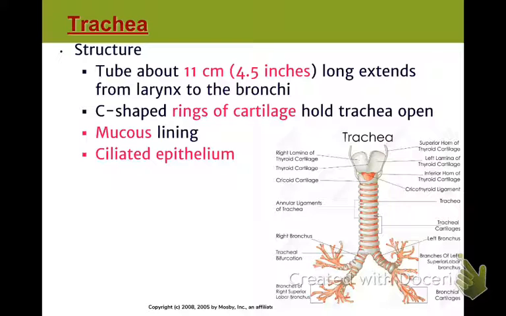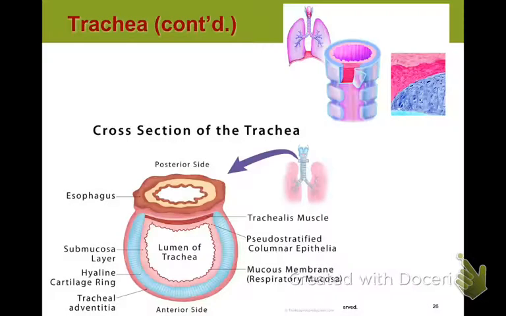Okay, the trachea. We're moving down deeper into the chest cavity. The trachea is about 11 centimeters, 4.5 inches long, and it has C-shaped rings of cartilage. I'll explain that in a second. It's also lined with mucus, and it is a ciliated epithelium, and no gases are being exchanged. And so this is just a conduit. It's just a passageway to move air.